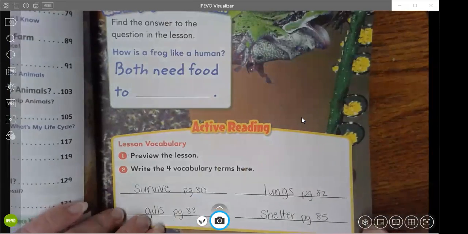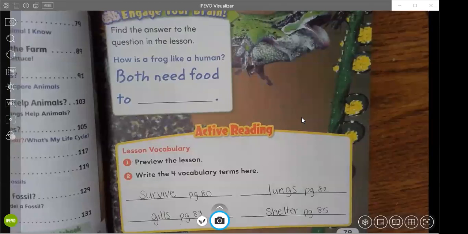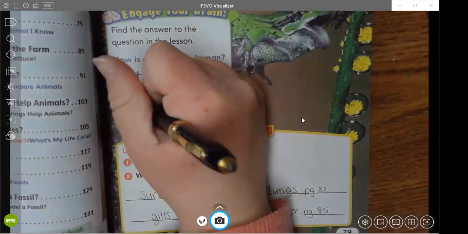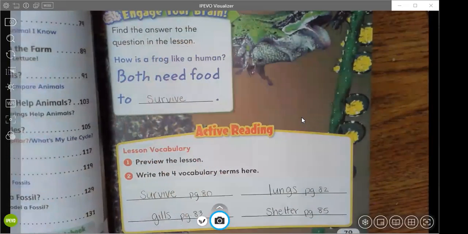Okay, now let's answer this question. Let's think about this. How is a frog like a human? Both need food to blank. What's a word that you need when you need food? What does food help you do? Food helps you stay alive. So we both need food too. We're going to use a big science word, one of our new vocabulary words, survive. Both need food to survive.